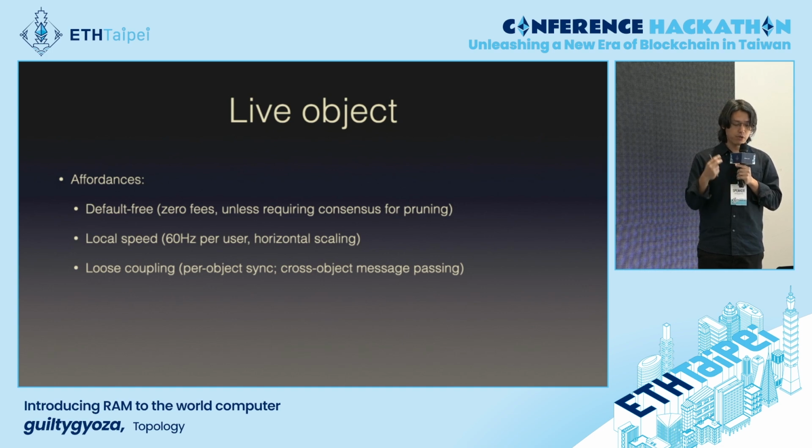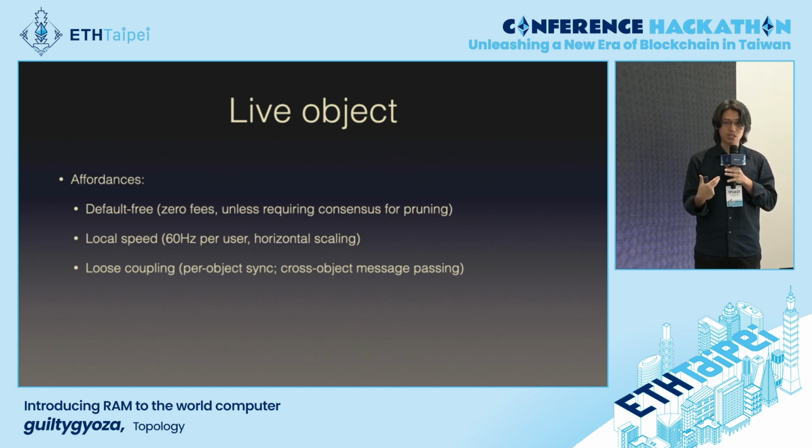So imagine every replica running at 60 hertz locally. That's 60 frames per second, which is commonly what video games run at. The system will be horizontally scaling, which means that for every new user added to the system, they can transact at 60 hertz without slowing everyone down. And the third property is that they are loosely coupled, meaning that these objects do not interact by function calls. They interact by passing messages, so they do not lock each other out.